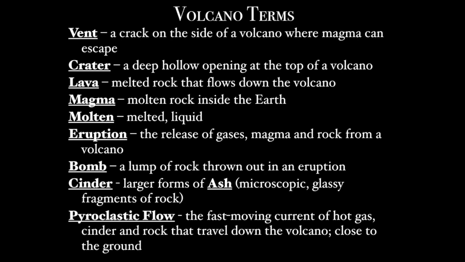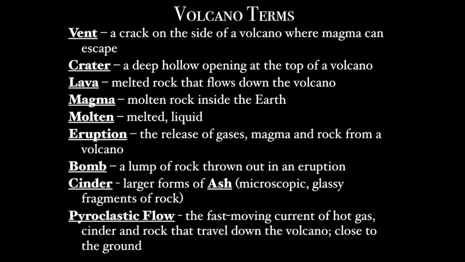So here we have a vent, which is a crack on the side of the volcano. This is where magma may escape on the side of a volcano. And then you have the crater. The crater basically is the top opening, the deep hollow opening of the volcano.